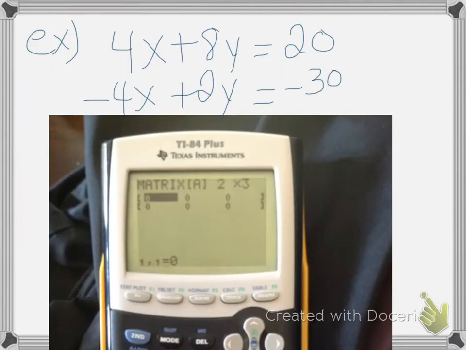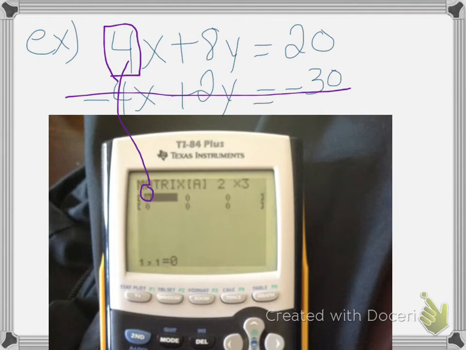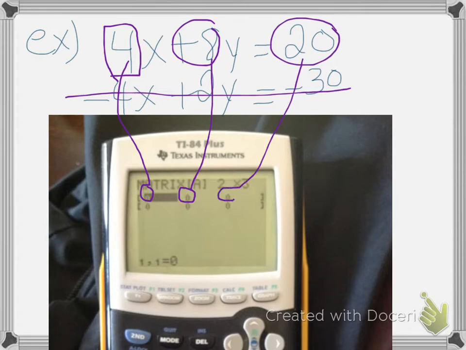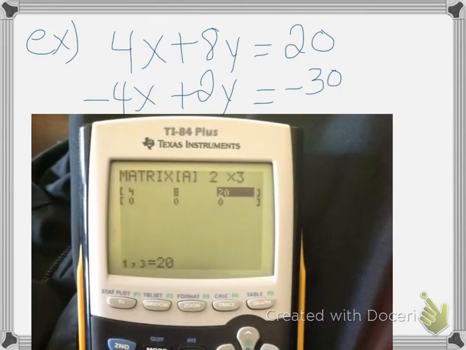What you're going to do is this. For right now, we are going to ignore this equation. We'll come back to it in a little bit. You're going to get the number in front of x, which is a positive 4, and you put 4 right here for that 0. Then you get this positive 8 and put it in for the number right there. Then you get this positive 20 and put it in for that 0 over there. Which means your calculator should look like mine. You have the 4, the 8, and the 20.